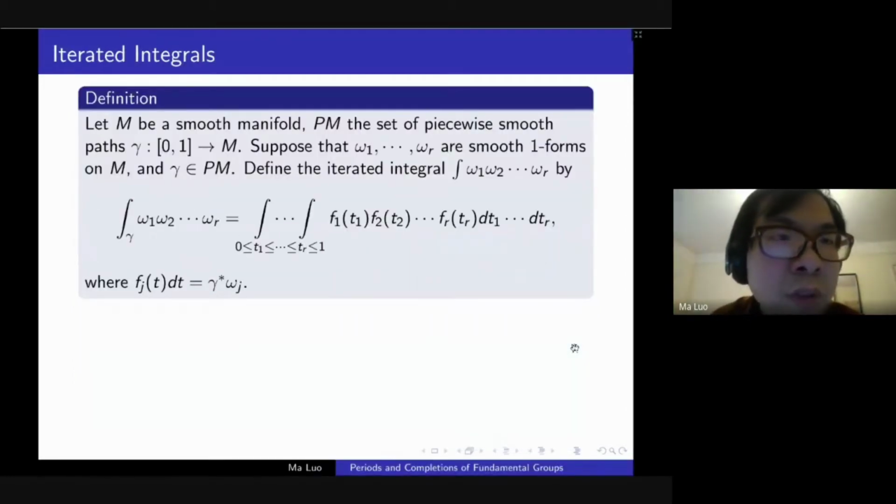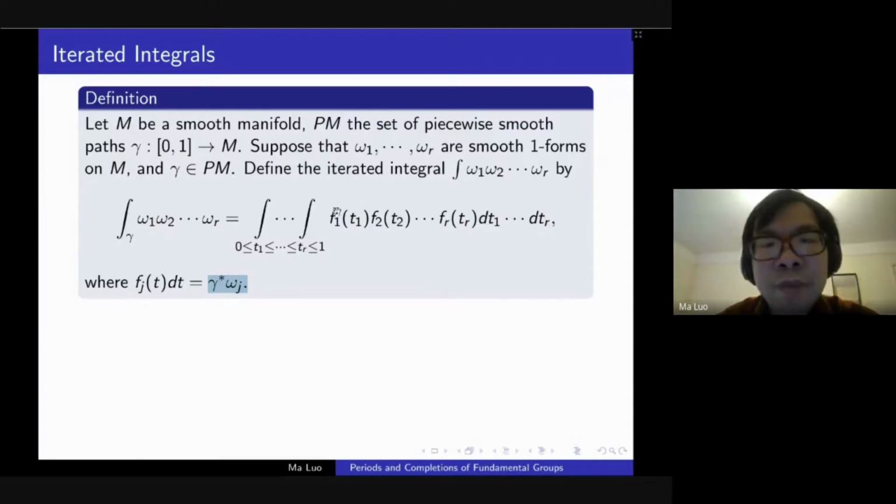So what are iterated integrals? If you are given a smooth manifold and a parameterized path, and if you are given a string of one-forms, omega 1 through omega r, and if you pull back omega j, you get f_j(t) dt, and then you string them together in a time-ordered fashion, and then you do this time-ordered integral, and this is called an iterated integral.